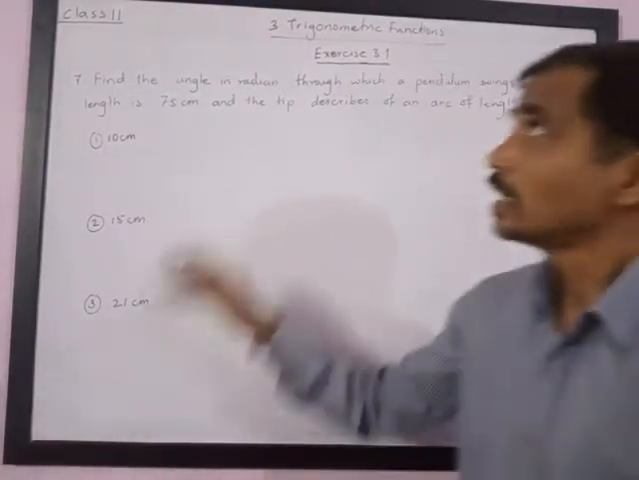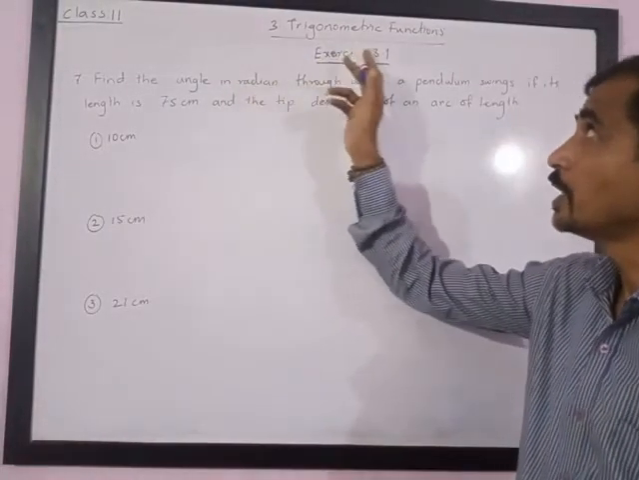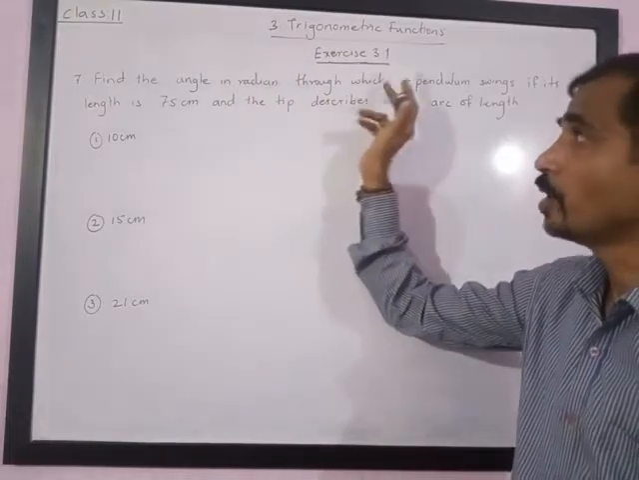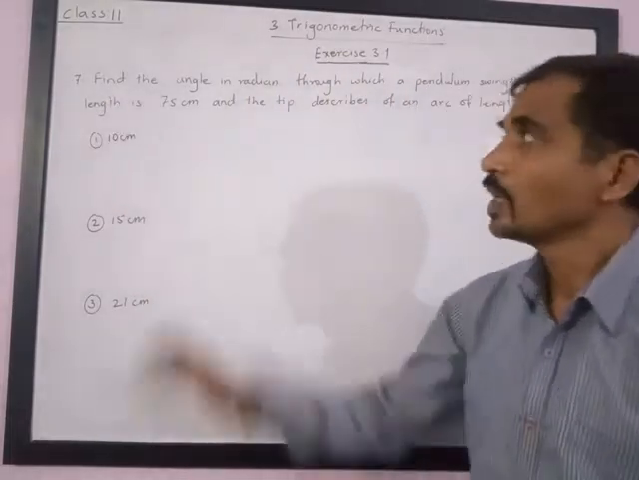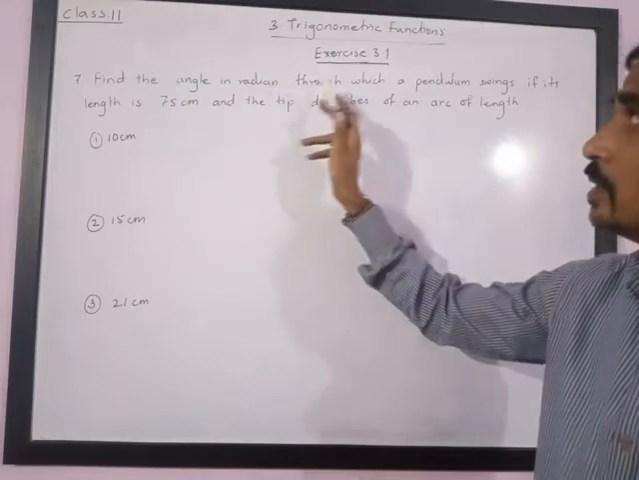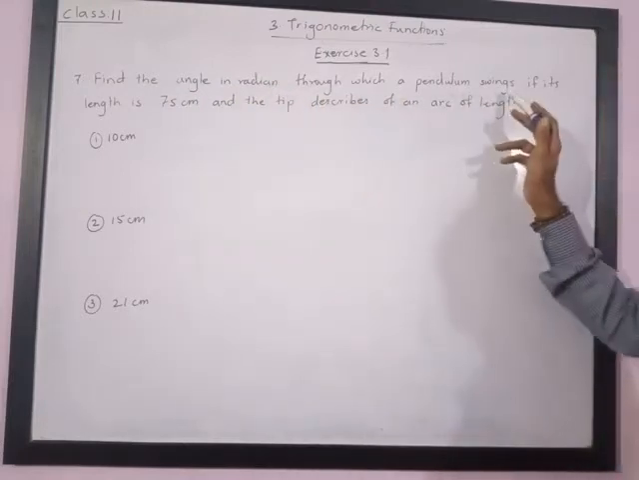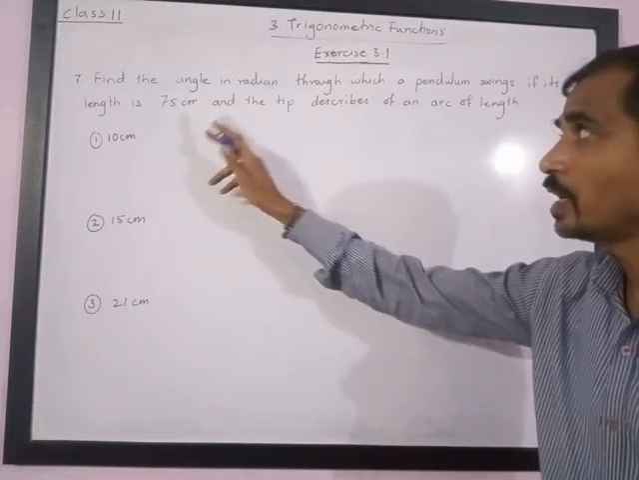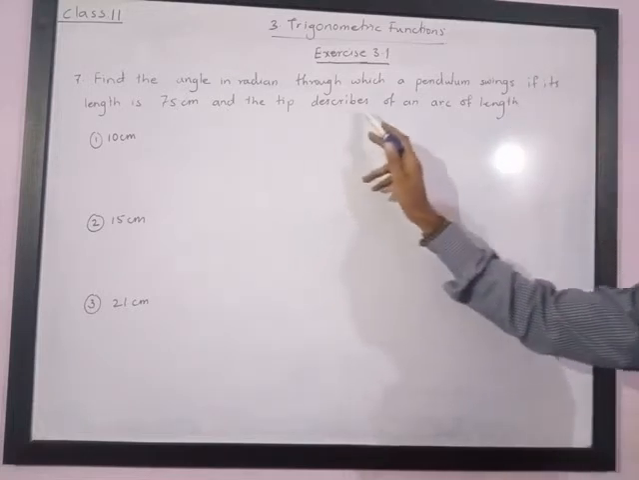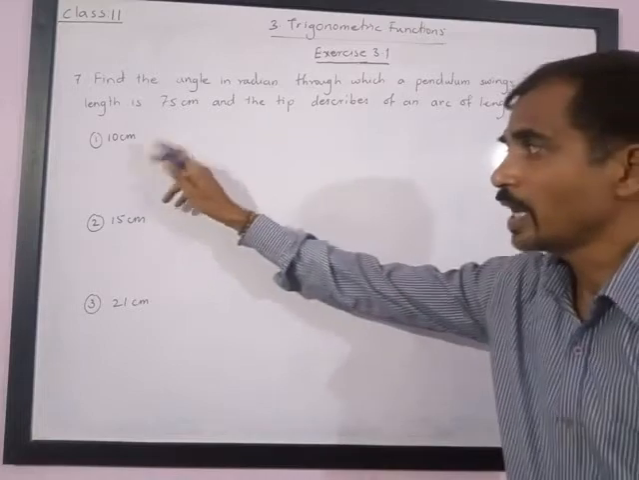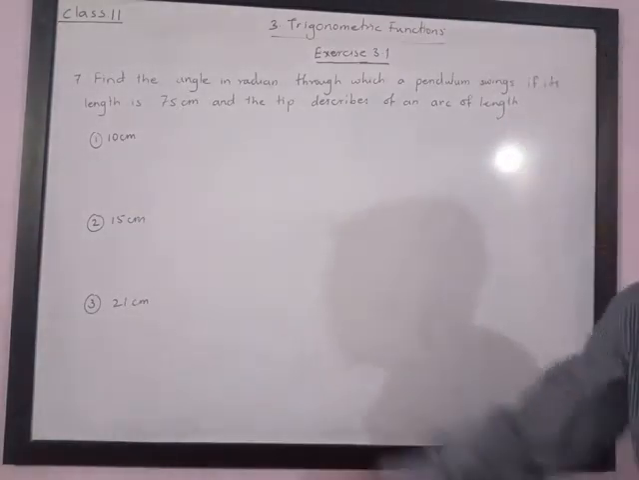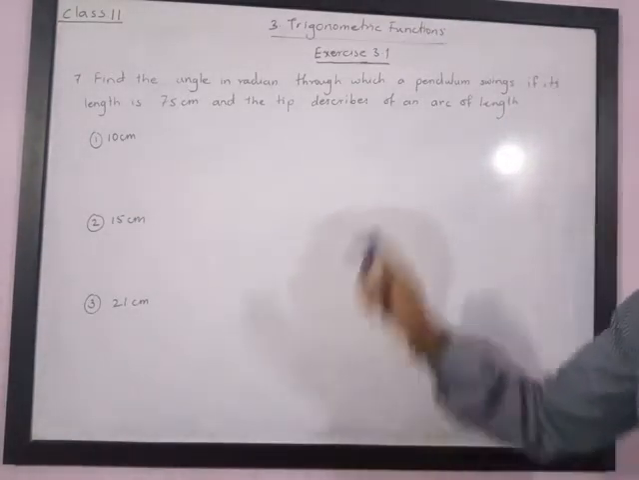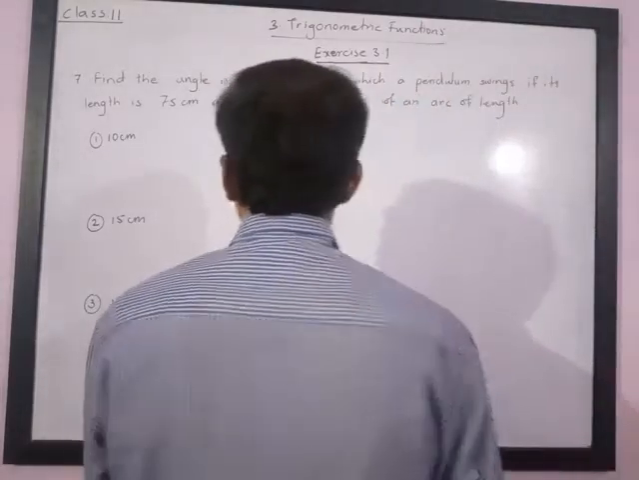Dear friends, in class 11 we are studying chapter number 3, trigonometric functions, and in exercise 3.1 we have the 7th question. Find the angle in radian through which a pendulum swings if its length is 75 centimeter and the tip describes an arc of the length 10 centimeter, 15 centimeter and 21 centimeter. I kept the space to solve them. Try to understand the question.